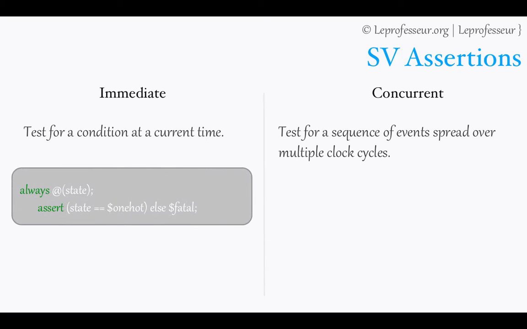For an example of immediate assertions, say you want to check that the state of a state machine is one-hot encoded or not. If it is not one-hot encoded, then you display a fatal error. That's a simple check, and it will be checked at the current time, always whenever the state is triggering.